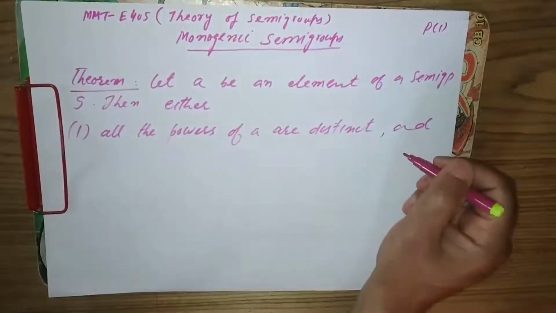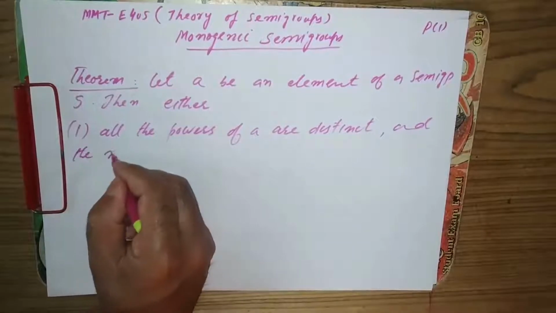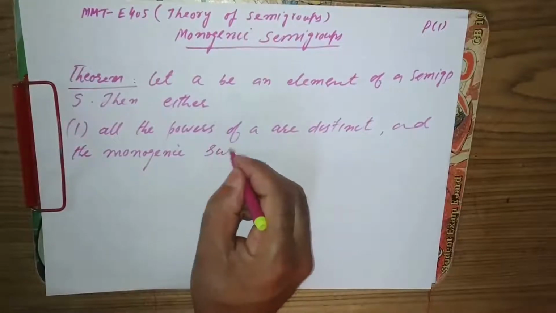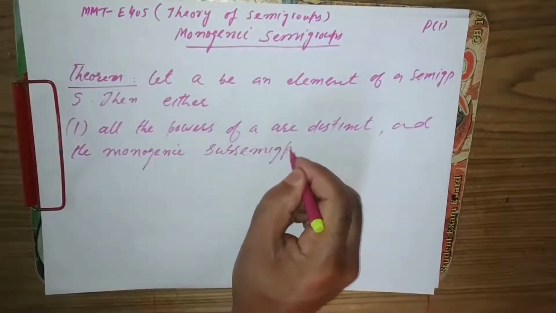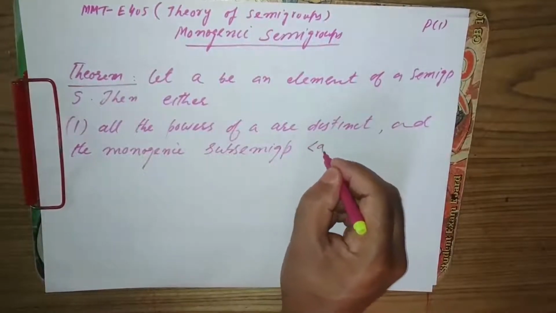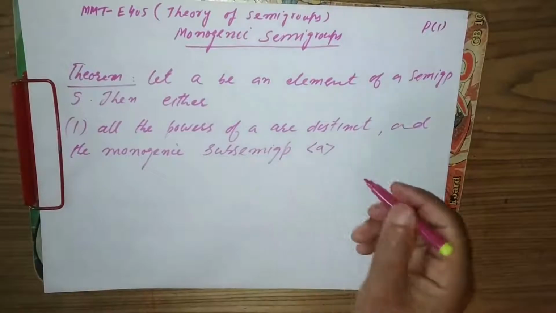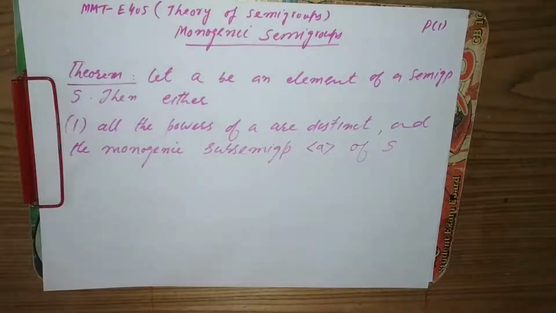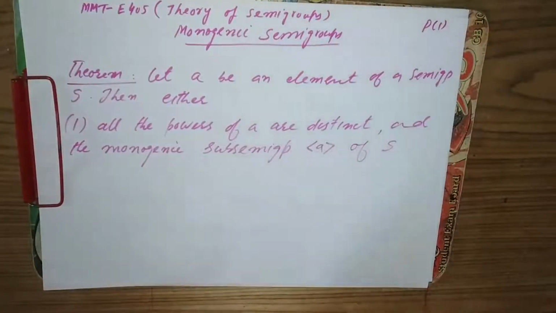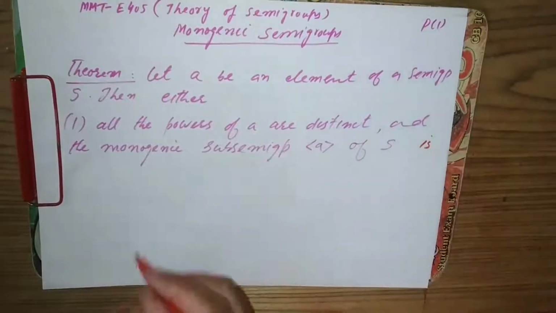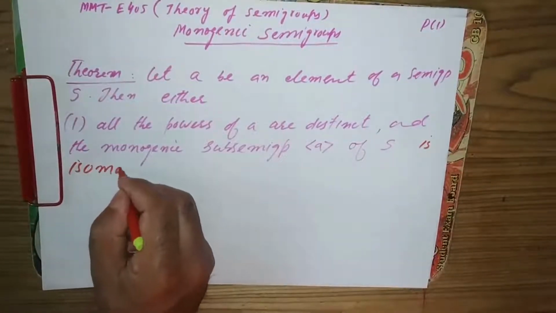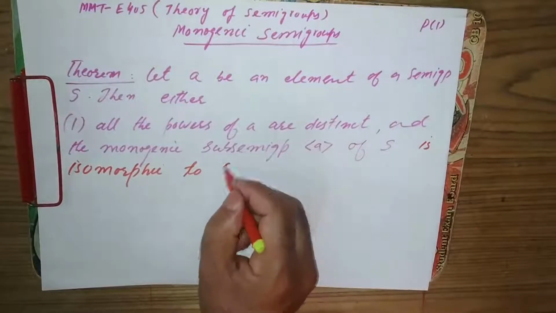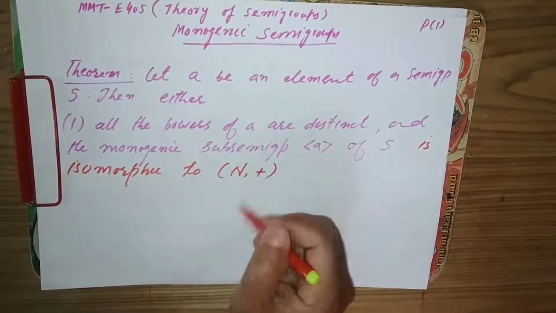subsemigroup generated by A of S is isomorphic to the semigroup of natural numbers with plus operation, additive.